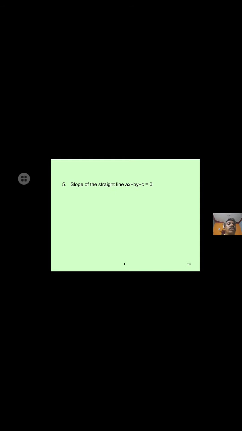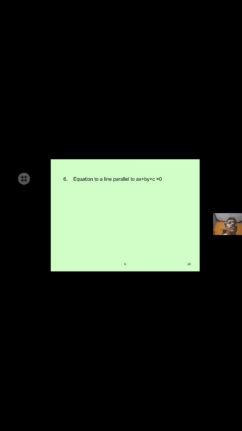Next, fifth question. Slope of the straight line ax plus by plus c equals to 0. This is the general or standard equation. From this we can write the slope, that is minus x coefficient by y coefficient, that is minus a by b. So answer is A, minus a by b.